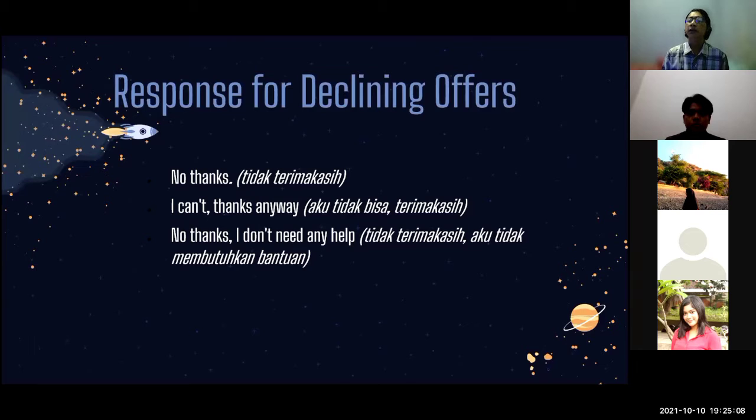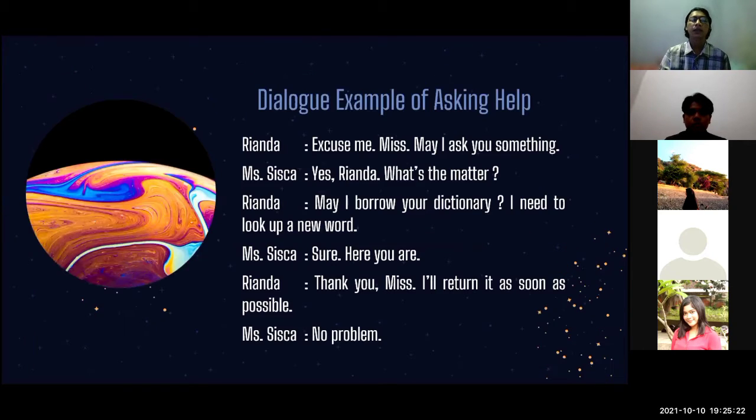And then the responses for declining an offer. The first is, no thanks. And then, I can do it, thanks anyway. And the last is, no thanks, I don't need any help. So to make it clear, I will give you a dialogue example of asking for help.